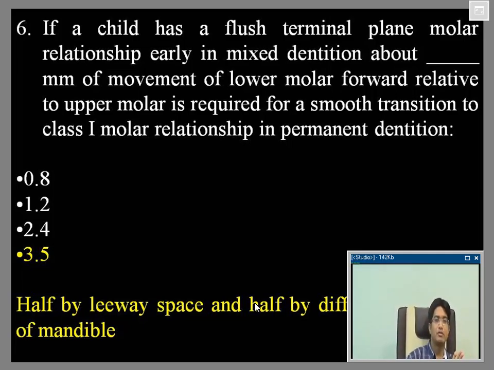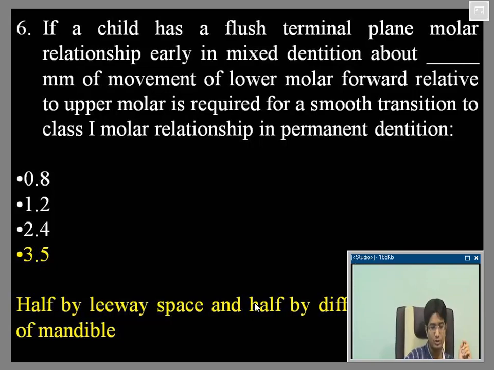From flush terminal, if you want to go to a class 1 molar relationship, usually if everything goes normally by leeway space or differential growth, it will end up in an end-on relationship. But it will be class 1 when half from leeway space and half from differential growth amounts to approximately 3.5 mm. Otherwise it will end up in an end-on relationship.